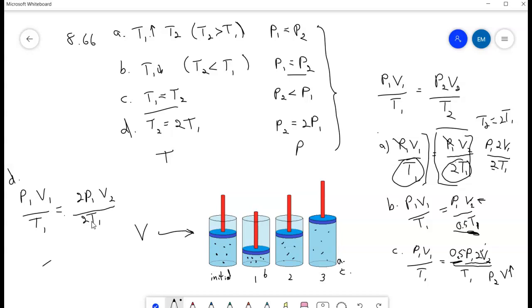And what happens to the volume? Okay, well, the 2's cancel. So you've got P1 V1 over T1 equal to P1 V2 over T1. Well, these are equal. V2 has to be the same as V1. So there's no change. Okay, that's how you work that.